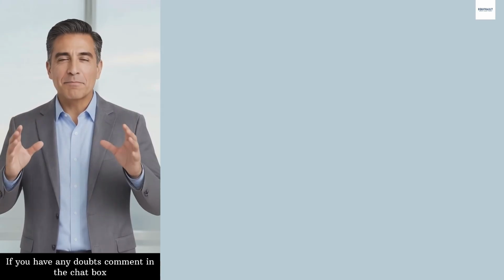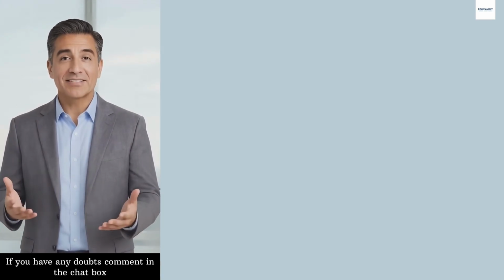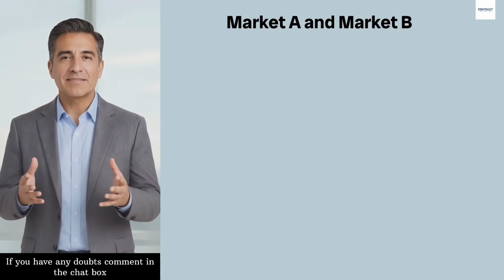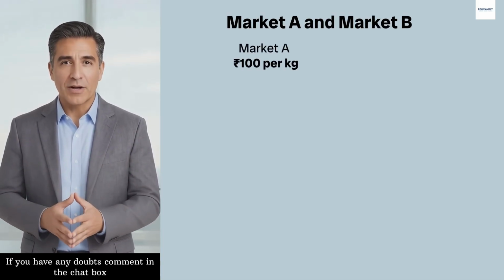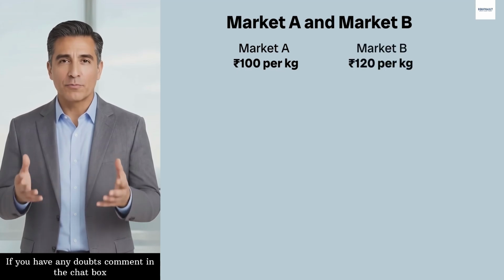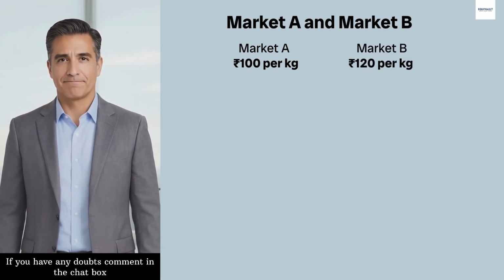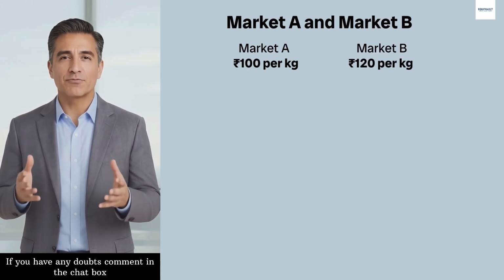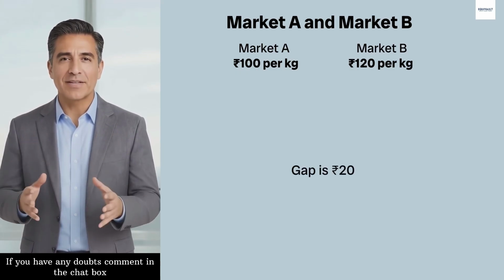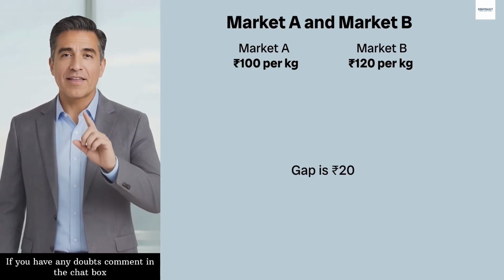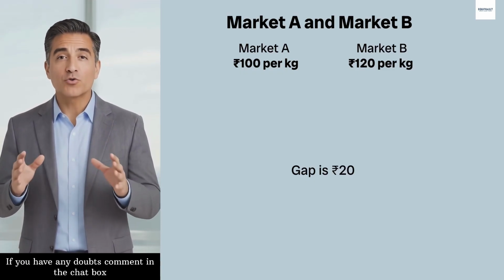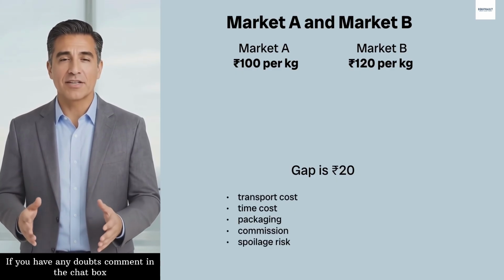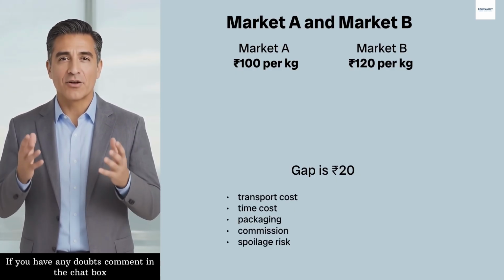Let's take a simple daily life example. Imagine there are two nearby markets, market A and market B. Apple price in market A is rupees 100 per kilogram and apple price in market B is rupees 120 per kilogram. Now, if you buy from market A at rupees 100 and sell in market B at rupees 120, the gap is rupees 20. But here's where real arbitrage thinking starts because you also have costs: transport cost, time cost, packaging, maybe commission, and sometimes even spoilage risk.